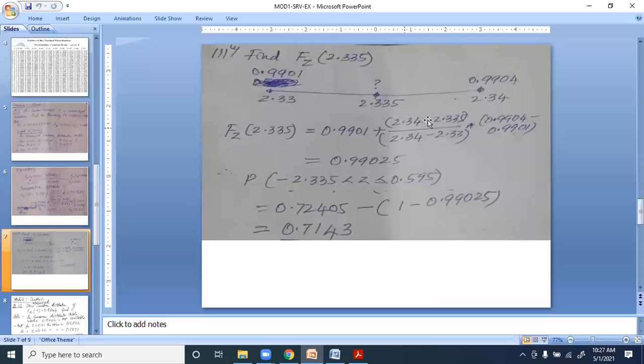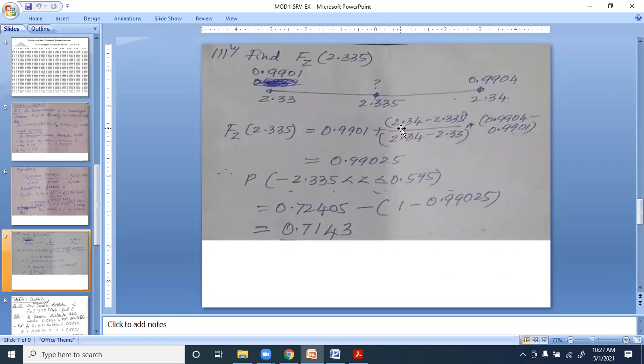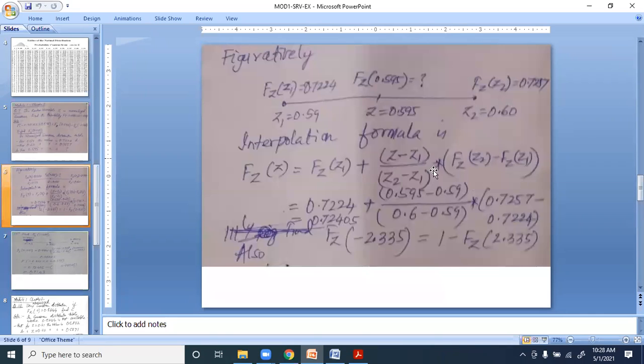So I have written a mistake here. Please correct this. This should be 2.335 minus 2.33. The equation written here is wrong, because according to the formula, it is z minus z1. So z is 2.335 minus 2.33. Just because this is exactly in the center, it is turning out all right, but it is not so. 2.335 minus 2.33 is what we need to write. The rest is the same as the formula which we have written over here.